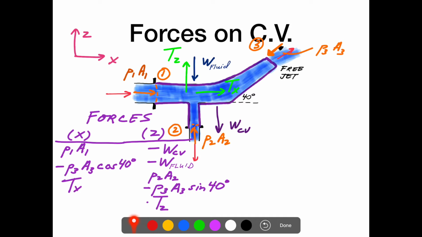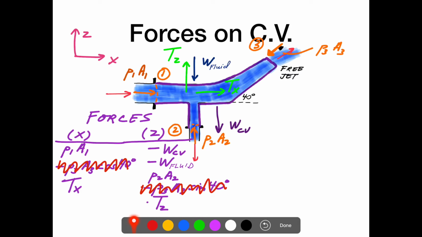In the z, with z positive upward as we have for our coordinate system here, we have a negative weight of the control volume, negative weight of the fluid. We have a P2A2, that's a positive P2A2 because it's the pressure from the fluid outside of the control volume acting back in on the fluid inside the control volume. Similarly, with the number 3 cross-section, we would have a negative P3A3 sine 40. That's the vertical component of that P3A3 force. And then we're assuming this TZ is going to be positive in the upward direction. So that's this one here.